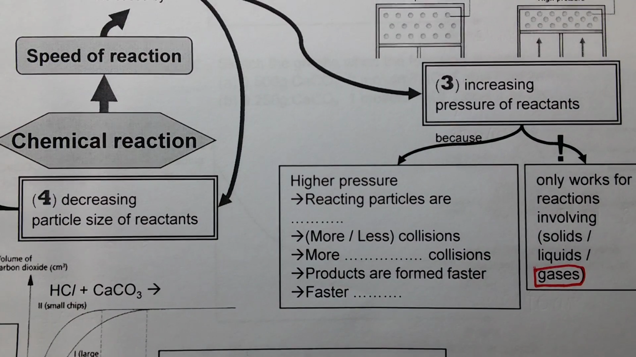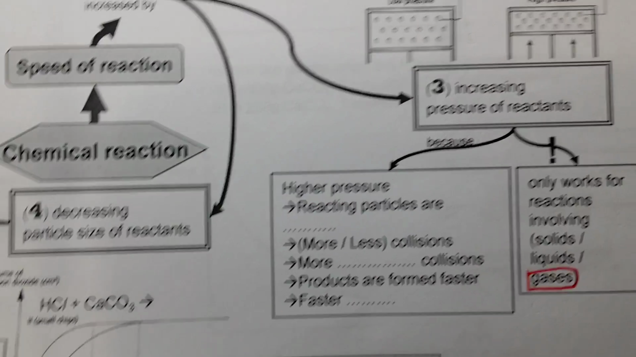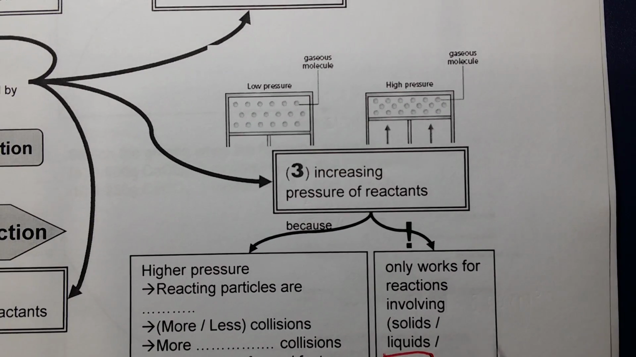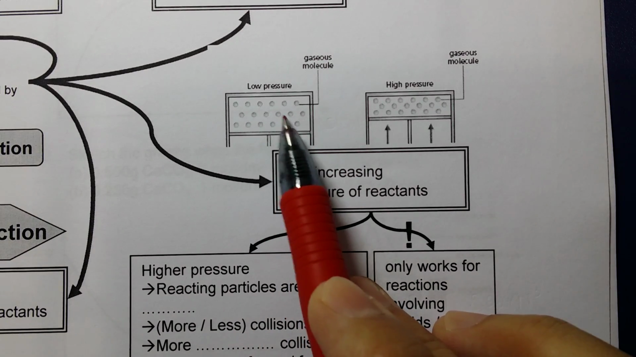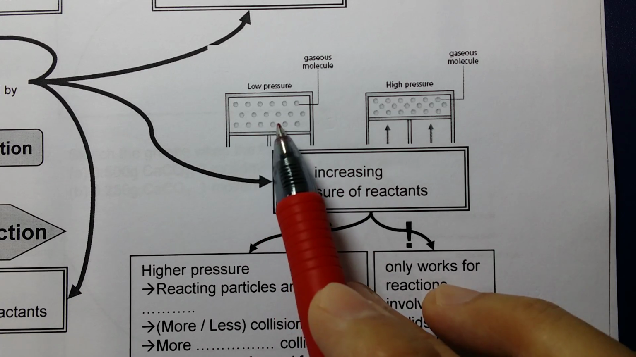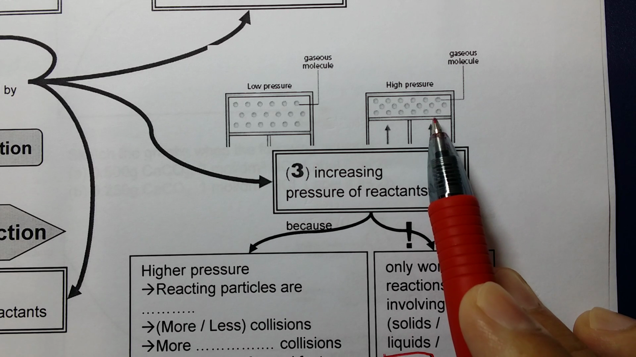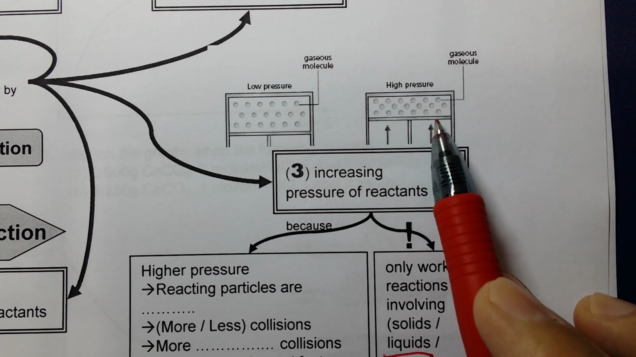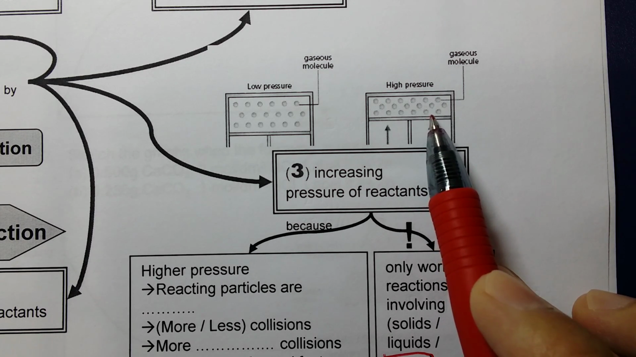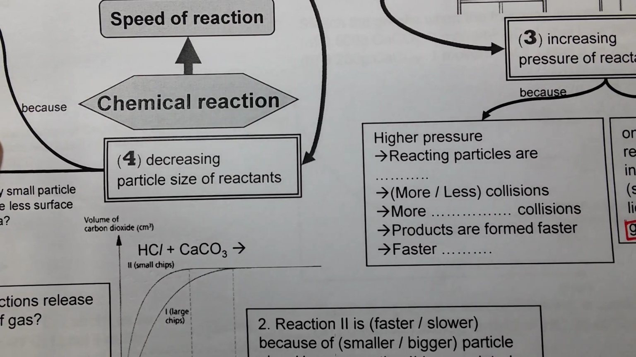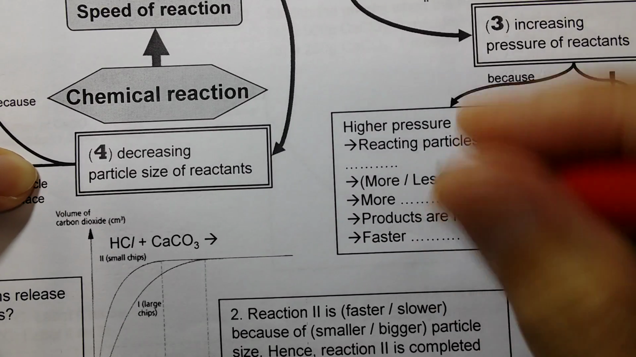Now, higher pressure. What does higher pressure mean? From the picture here, you can see low pressure. The molecules are far apart from each other. When we increase the pressure, that is when we apply pressure, the gas molecules will be closer to each other. So higher pressure means the reacting particles are closer.